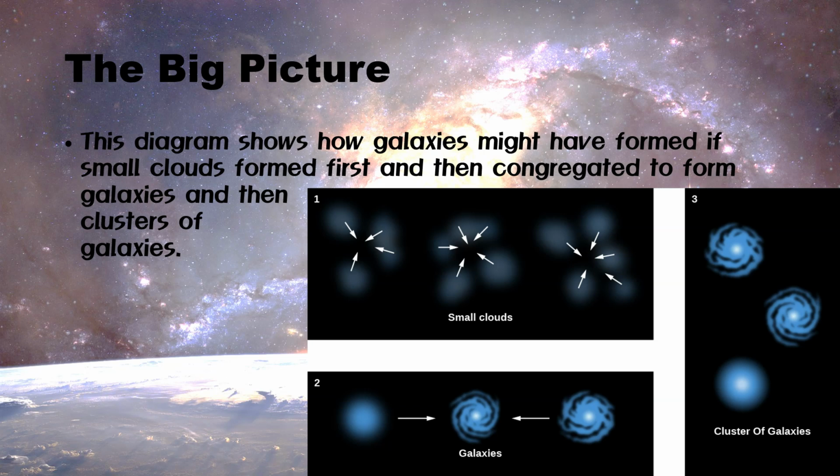And this diagram shows how galaxies might have formed if small clouds formed first, and then congregated to form galaxies in the clusters of galaxies. You see, we first start off with some small clouds that were gravitationally attracted toward each other. These then came to form galaxies. In this particular image, we're looking at a spiral galaxy. And then, of course, the effects of gravity are going to pull those galaxies toward each other, and then we are forming a cluster of galaxies.